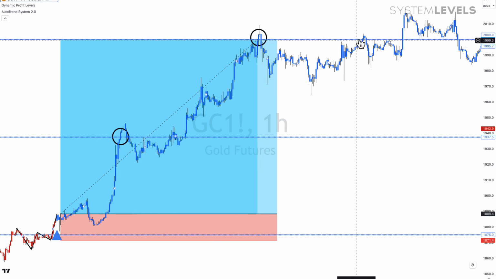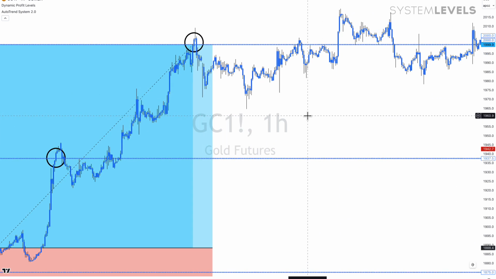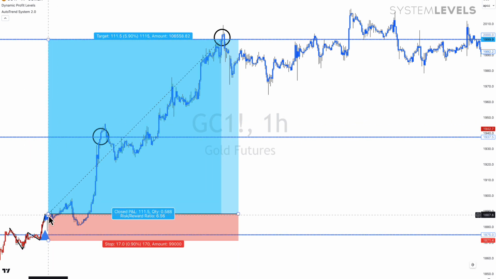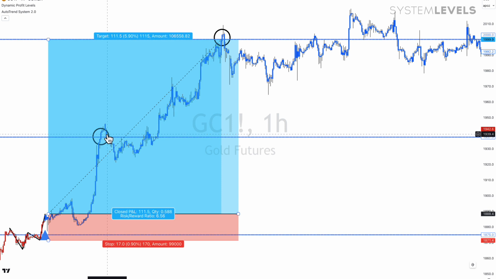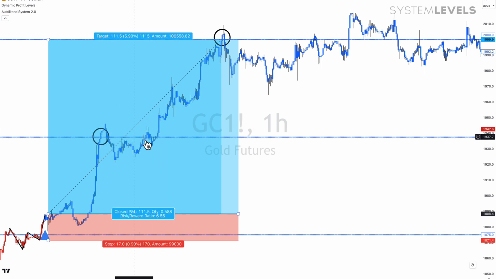It did this once here, once again here, once again here, and here before it finally broke up to the upside, and then it used the dynamic profit level as support. That's what I mean when I'm saying that the dynamic profit levels are acting as quite strong support and resistance levels. So if we're in a trade and we're hitting one of those targets, one of those strong levels, then we want to think about either scaling out of our position, so selling a part of it, or the entirety of my position.